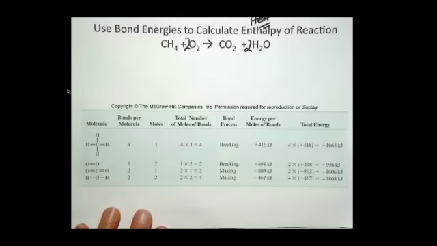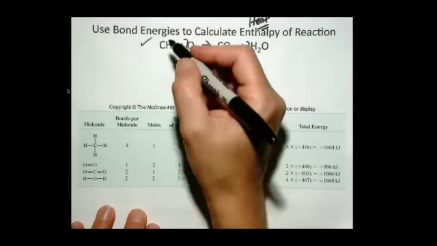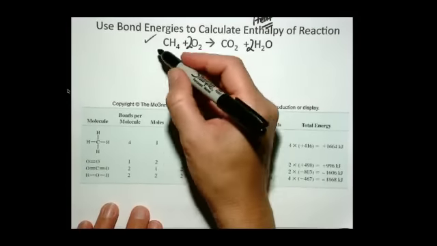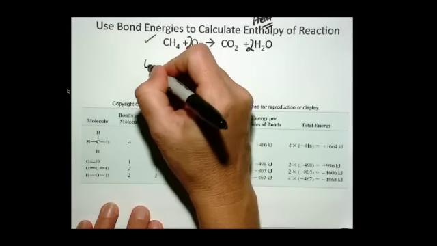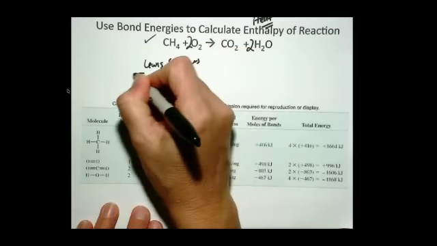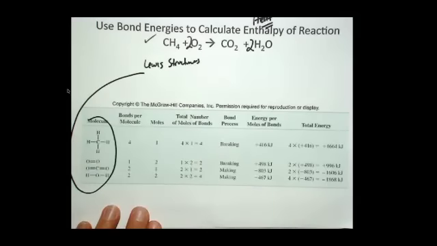And so first make sure it's balanced. Check, write down your equation, make sure it's balanced. Then to figure out what bonds are being made and what bonds are being broken, you have to write down all the Lewis structures. Okay, Lewis structures. And in this example, the Lewis structures have been done for you right down here in this table. Okay, there's all your Lewis structures.